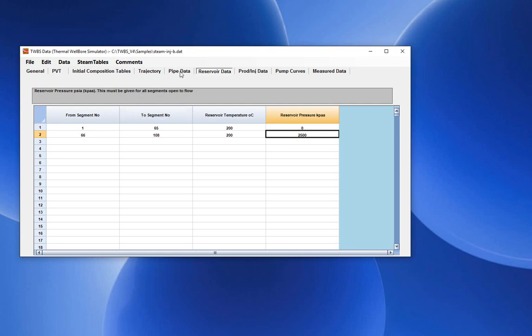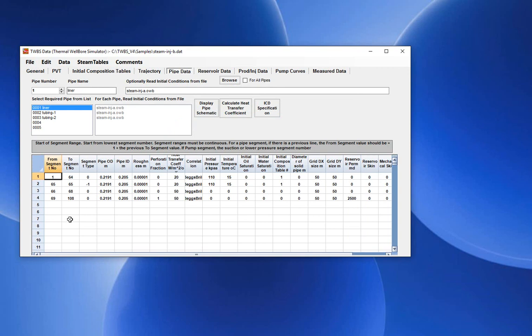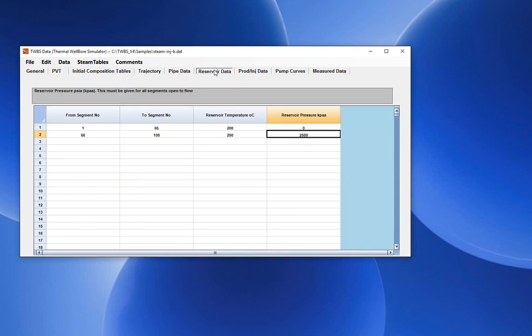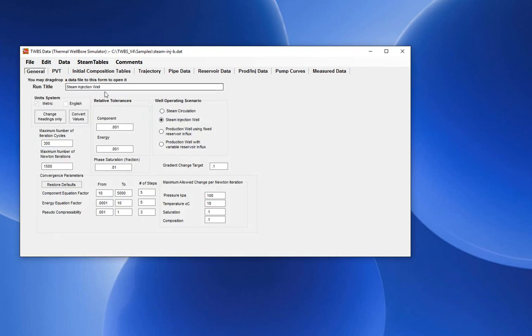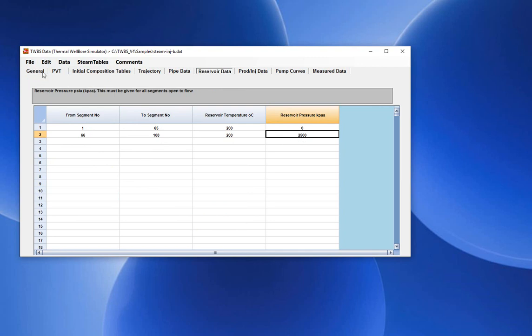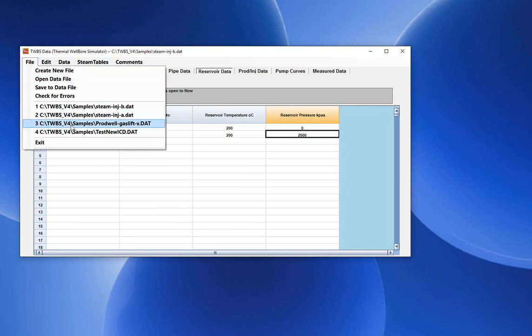In case of pipe data, if you look at the pipe data, we can see that the pipe has perforation 69 to 108. So in that section of pipe, the reservoir pressure must be entered so that we can compute the pressure difference between the liner pressure and the reservoir pressure, and the flow can go either way, from liner into reservoir or from reservoir into liner. Similarly, for the steam circulation scenario, the same columns appear.